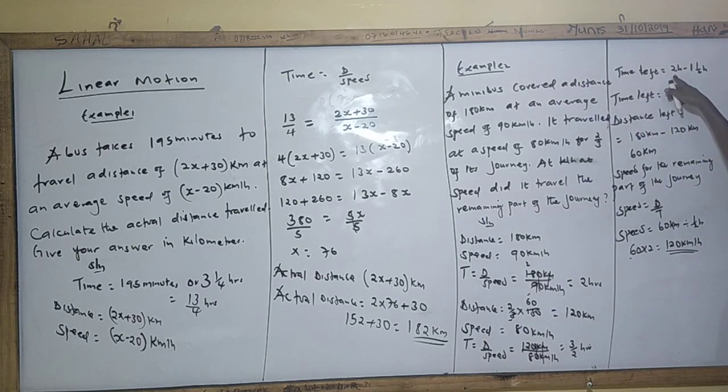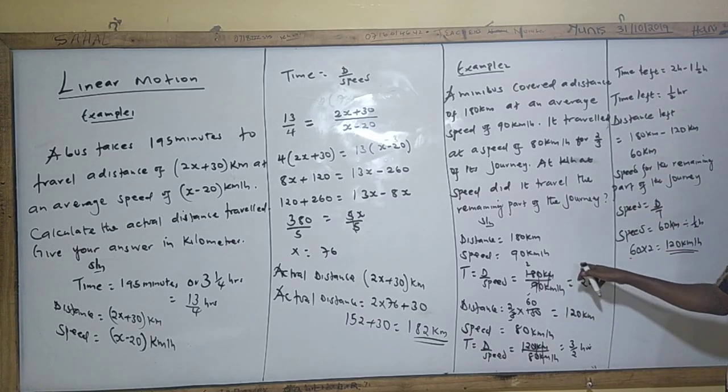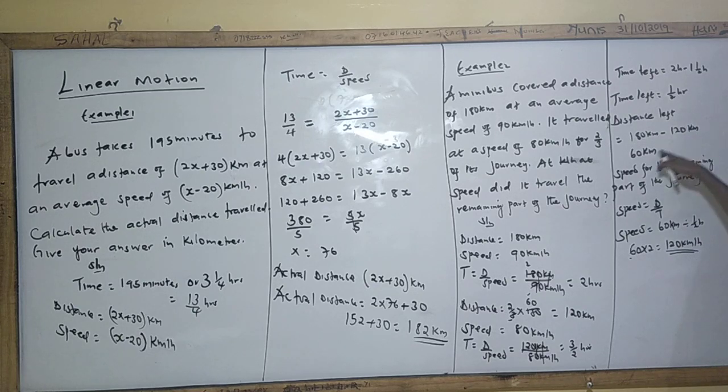So time left is what? 2 hours minus 1.5 hours. That time left is a half hour, half of an hour. Then distance left is what? 180 kilometers, which is the total distance, minus the distance covered in the first part, which is 120 kilometers. So it's 60 kilometers. Then speed for the remaining part of the journey will be distance over time. You want to divide 60 by a half.